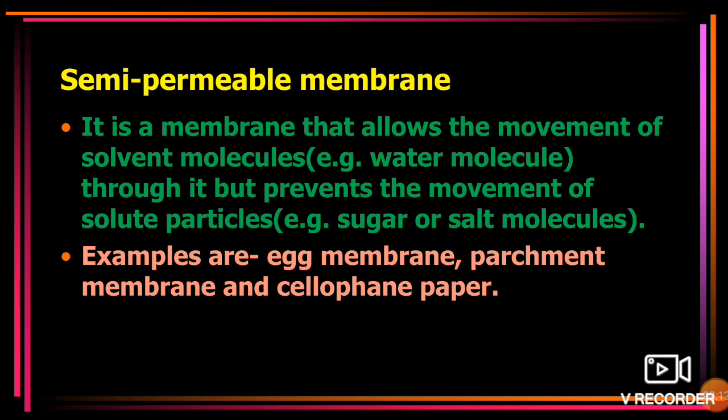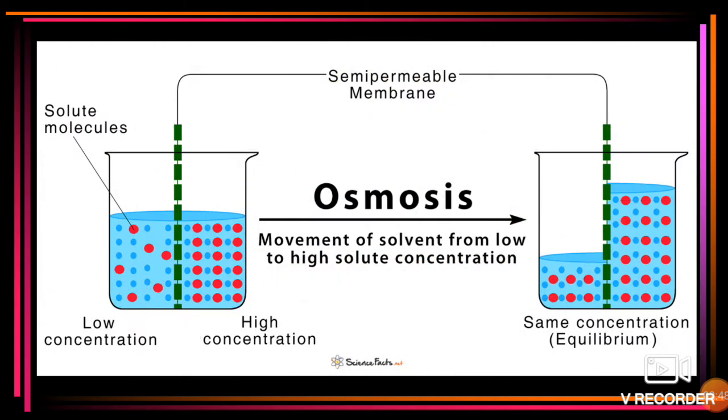So what actually is a semi-permeable membrane? It is a membrane that allows the movement of solvent molecules, not the solute molecules. Most of the time we are using water as the solvent, for example water molecules, but it will not allow the movement of solute. If it is sugar or any salt molecule, it will not allow it to pass through. That's why it is a semi-permeable membrane. Natural examples are the egg membrane, parchment membrane and cellophane paper.